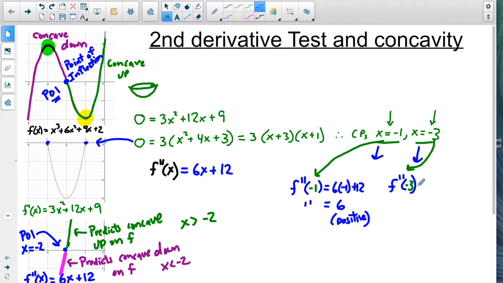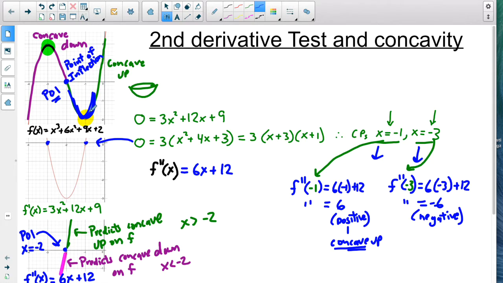And here, f double prime of -3 is 6 times -3 plus 12. So that's -18 plus 12, which is -6, so this is negative. Positive means concave up. Concave up means a min on the F graph. So it's kind of the opposite, and you've got to be ready for that. It's a min, so the conclusion is a relative min.